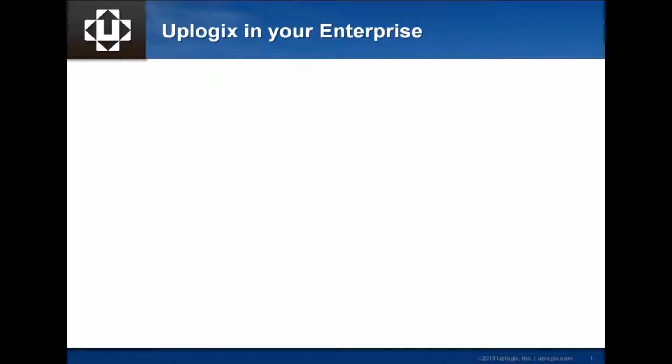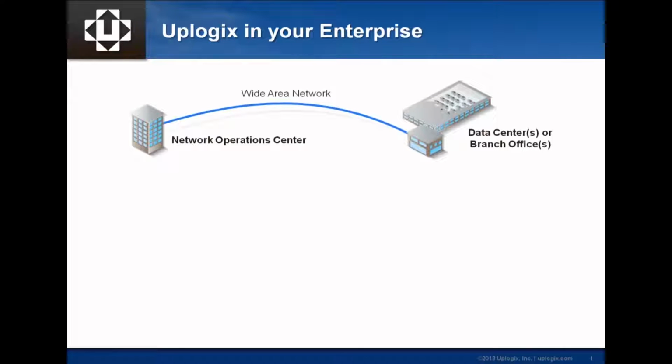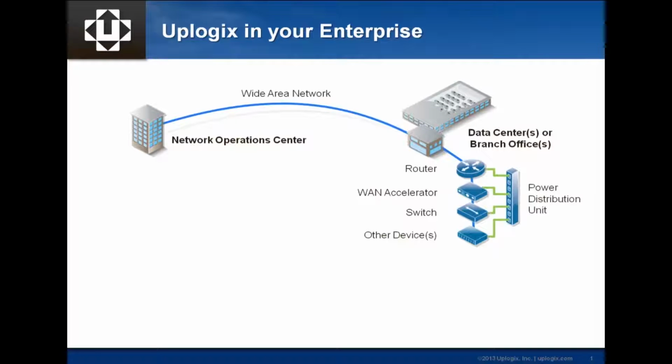When talking about local management, the first thing to know is where Uplogix sits in your network and why it allows us to do things differently than other traditional network management solutions. Here we have an example network where the NOC is connected to a data center or branch office over a wide area connection. In the branch office, we have a pretty standard rack of networking gear, a router, a WAN accelerator, a switch, but it could be any other networking device here. Attached to all of these is a power distribution unit, which is providing them constant monitored power.